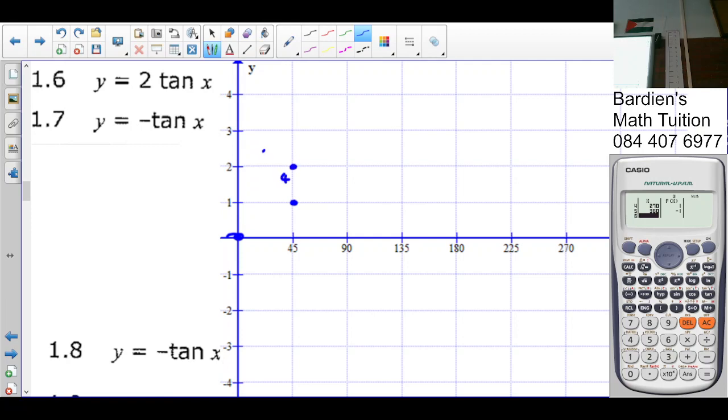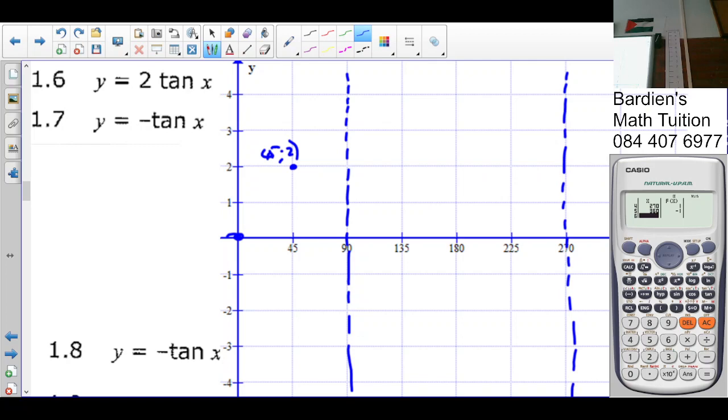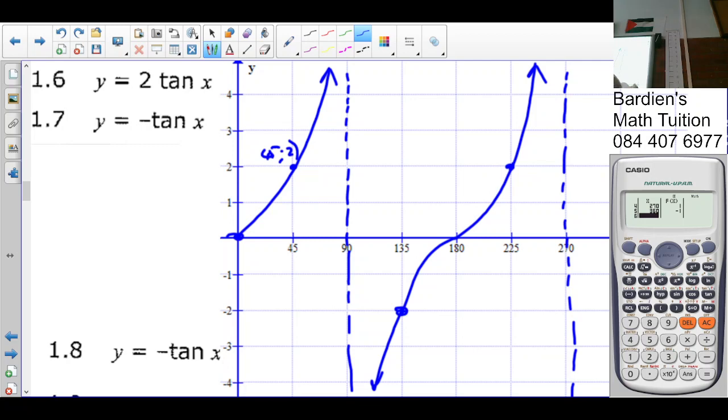It's 45 and 2. 90 is an asymptote. 270 is an asymptote. So that's what the graph is. As you can see, the graph is stretched. Okay? We enlarge by a factor of 2. You all agree that's the graph? That's the 2 tan x graph, and then draw it on the axis here.